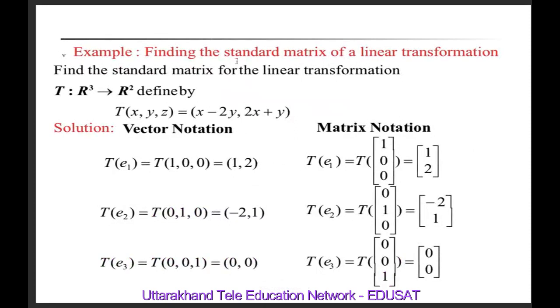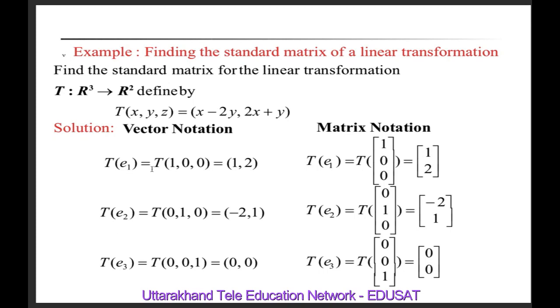So how to find the standard matrix of a linear transformation, we will discuss in one example. If T is a mapping from R^3 to R^2 defined by T(x, y, z) equal to (x minus 2y, 2x plus y), then in vector notation we can write T(e1). We know that the usual bases in three-dimensional space are (1, 0, 0), (0, 1, 0) and (0, 0, 1). So (1, 0, 0) we have denoted by e1, (0, 1, 0) by e2 and (0, 0, 1) by e3.